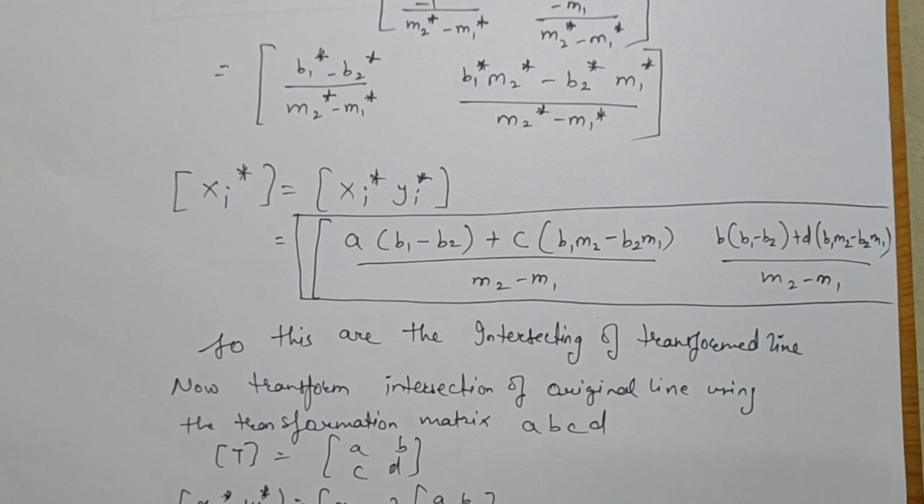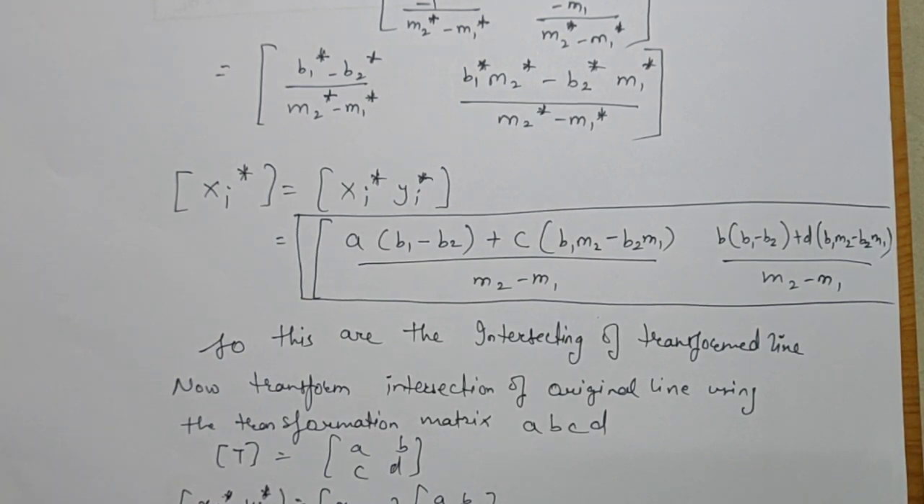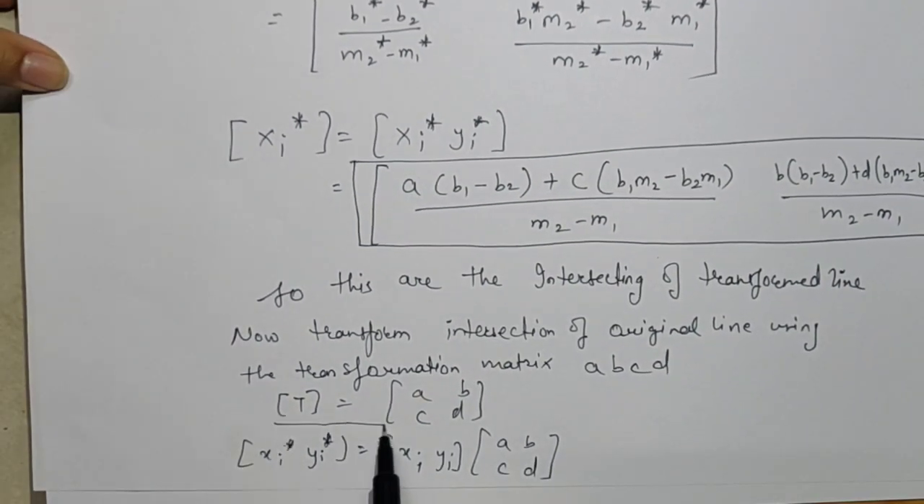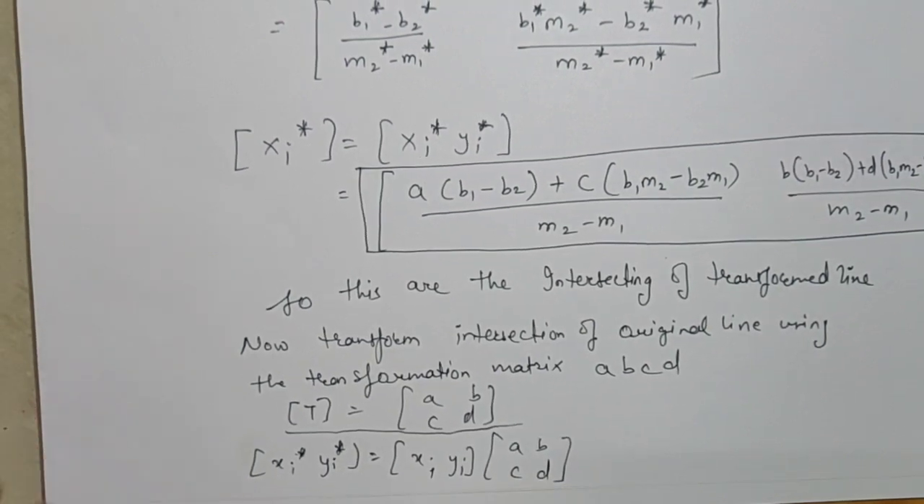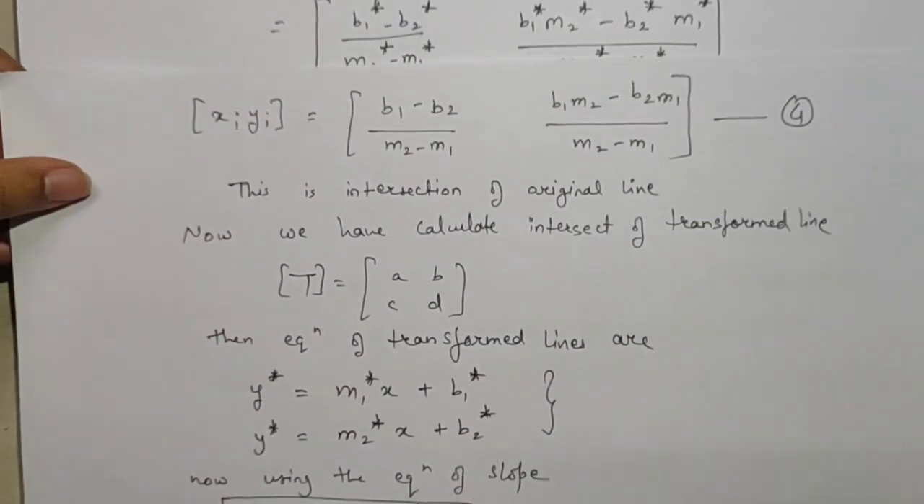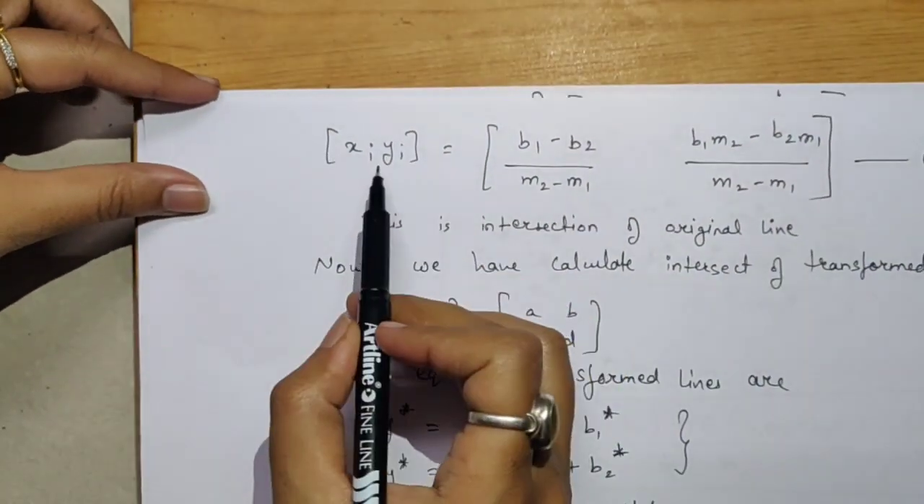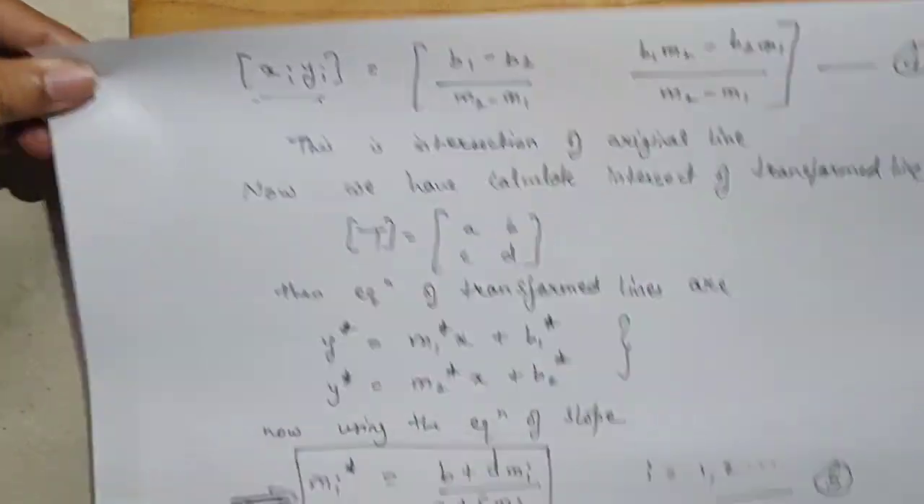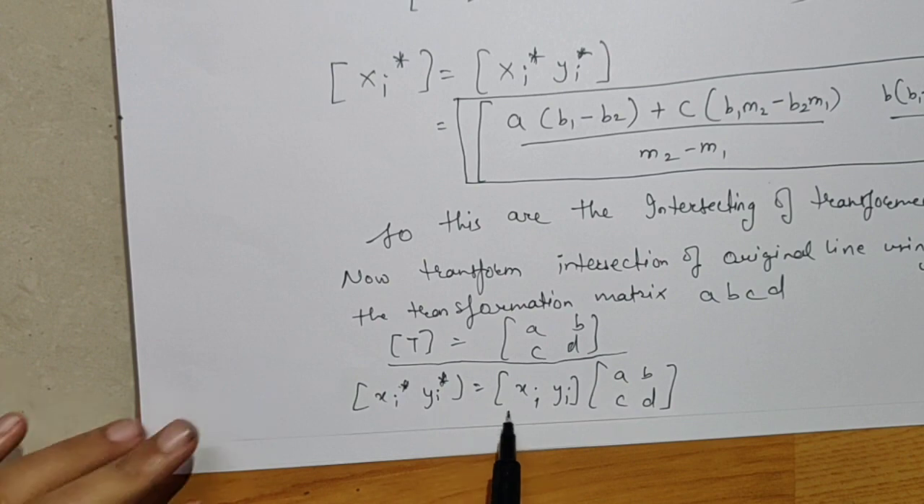Now transform the intersection of the original lines using the transformation matrix A, B, C, D. So let's consider this transformation matrix as A, B, C, D. We have the formula for transformation, that is xi yi into A, B, C, D. So now put the values. See equation number 4. We have already got xi yi in equation number 4. Okay. So see here, this is our equation number 4 where we have got xi yi. So this is the equation of xi yi. We will be putting that into this xi and yi.